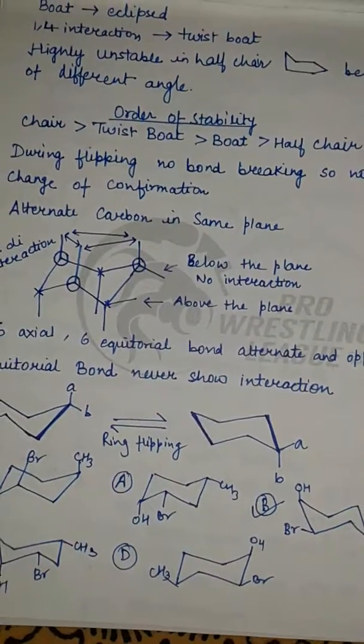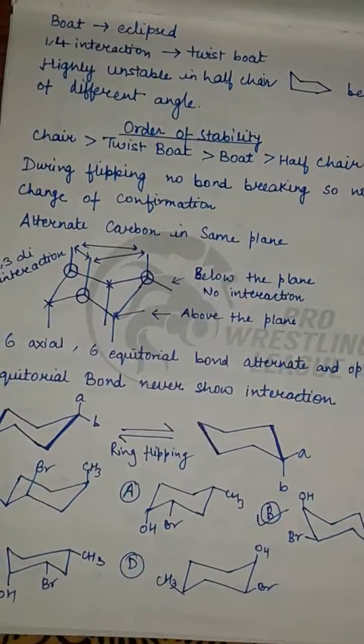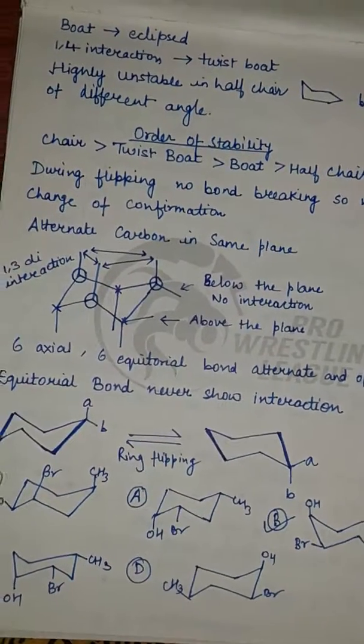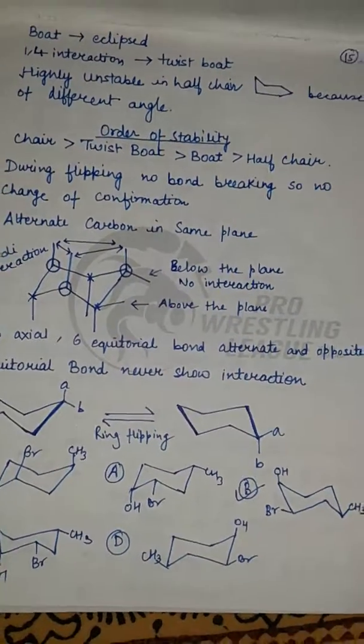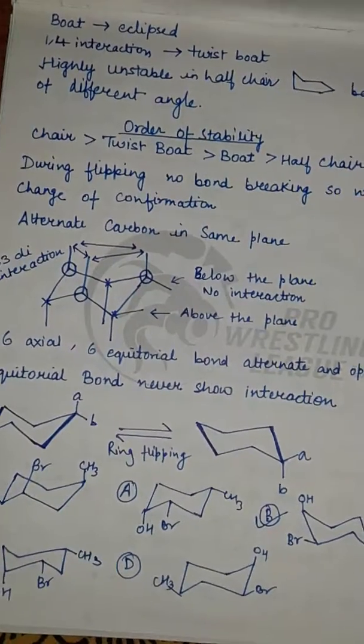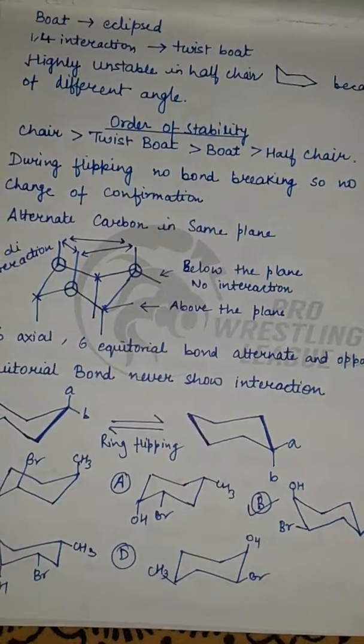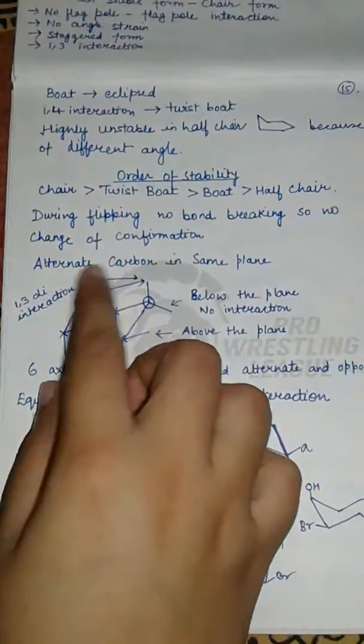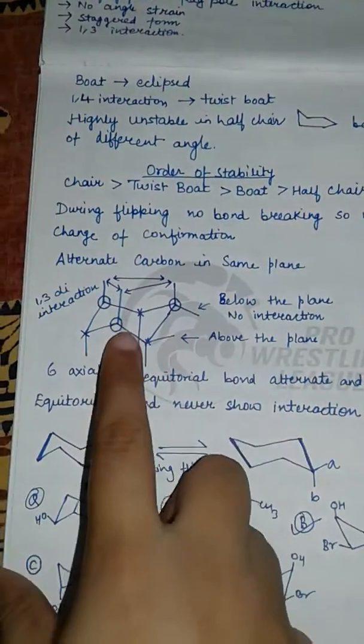The order of stability is: the most stable is chair, then twist boat, then boat, and the most unstable is half chair. During flipping, no bond breaking, so no change of conformation. Alternate carbons are in the same plane.